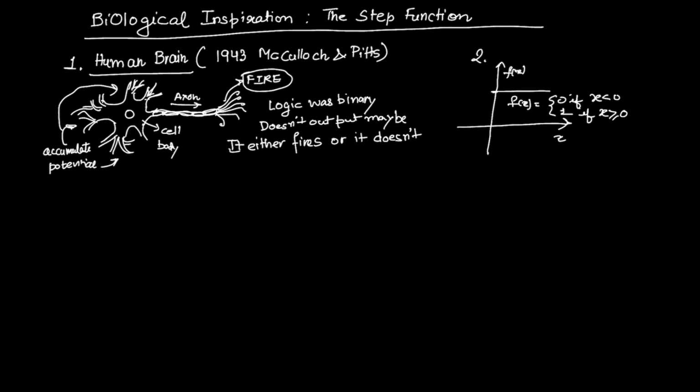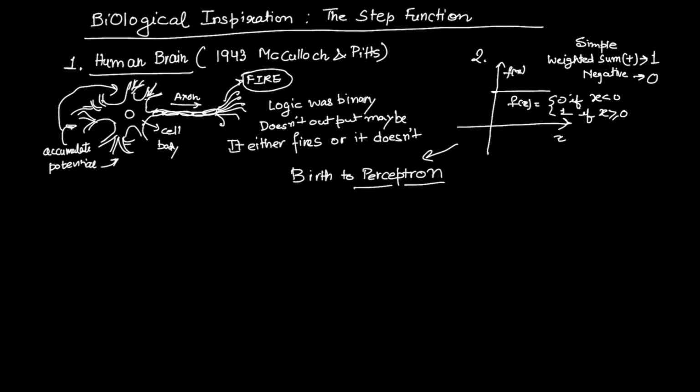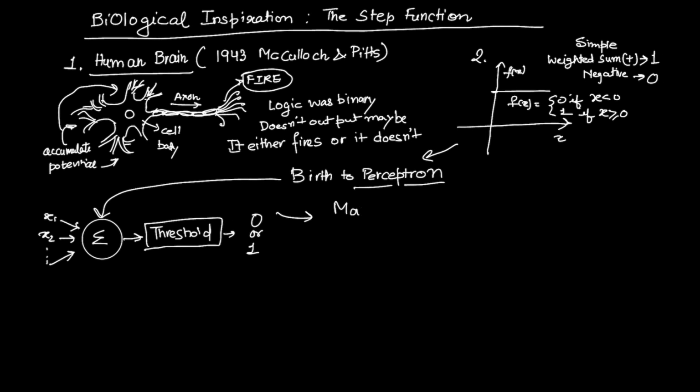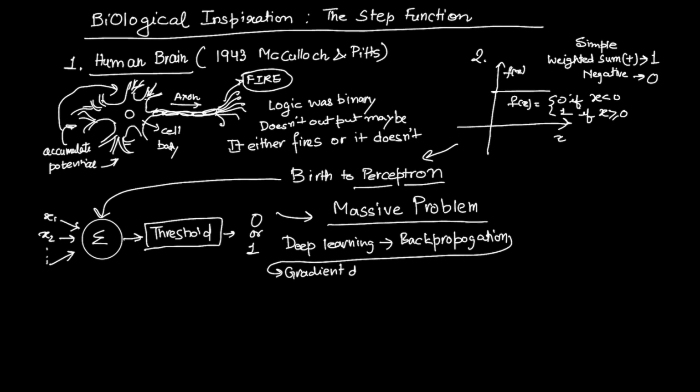It is brutally simple. If your weighted sum is positive, the output is 1. If it's negative, the output is 0. This logic gave birth to the perceptron, and for a while, we thought this was it. We thought we could model intelligence with just on or off switches. But there was a massive problem. Deep learning relies on backpropagation. Backpropagation relies on gradient descent, and gradient descent relies on derivatives, or calculus.